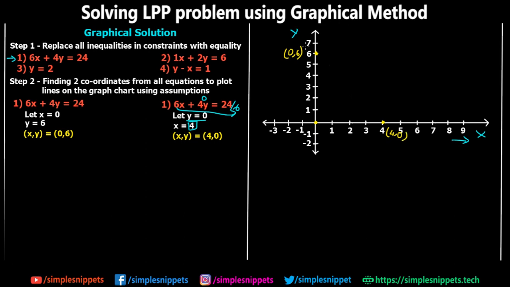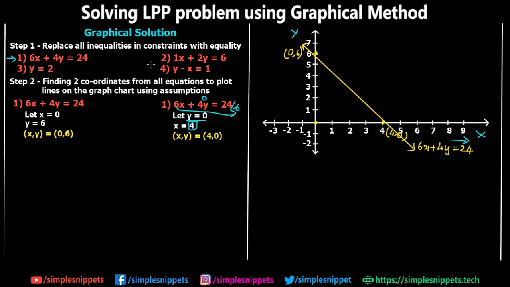So using this, I'm just gonna plot the line, and I'm just gonna write the equation of the line over here just for reference. So the equation is 6x plus 4y is equal to 24. So this is how you plot the line on the graph using the equation. So this was for the first line.